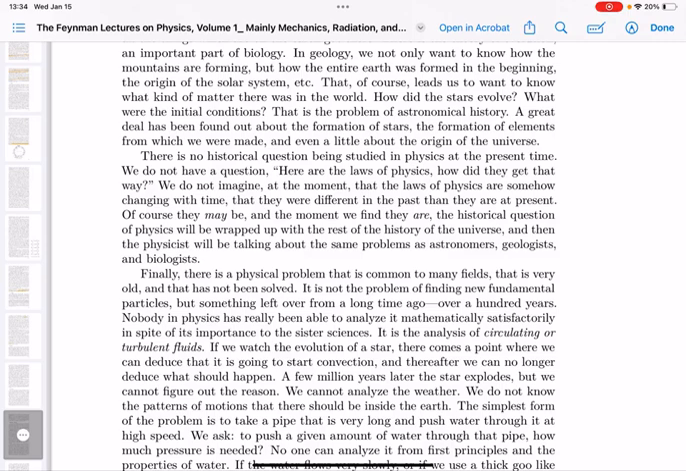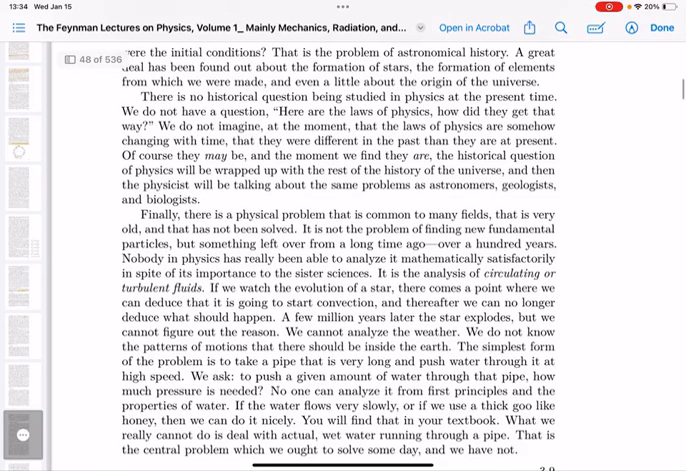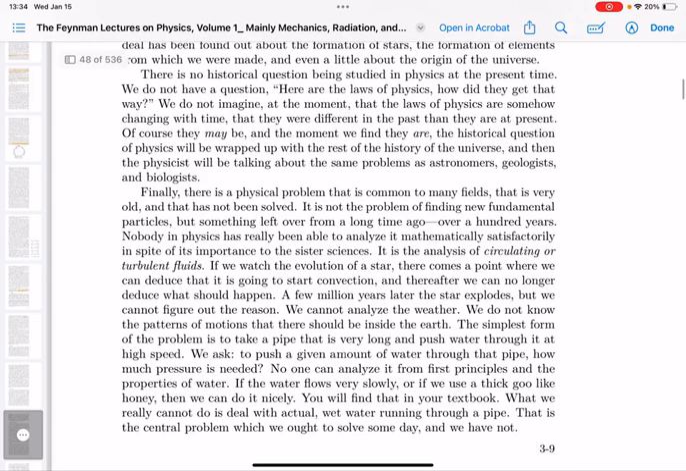A great deal has been found out about the formation of stars, the formation of elements from which we were made, and even a little about the origin of the universe. There is no historical question being studied in physics at the present time. We do not have a question. Here are the laws of physics. How did they get that way? We do not imagine at the moment that the laws of physics are somehow changing with time, that they were different in the past than they are at present.